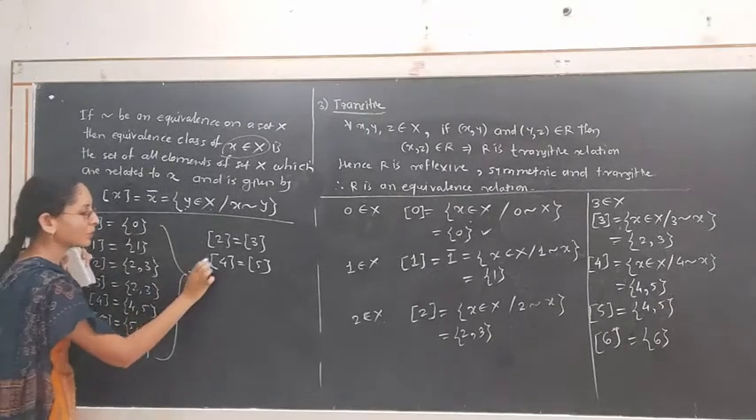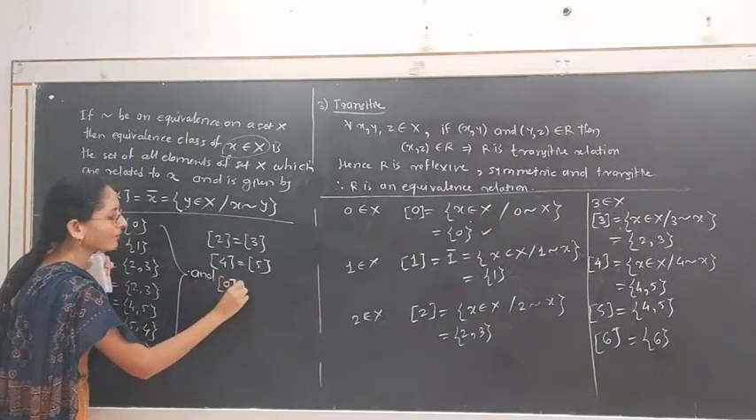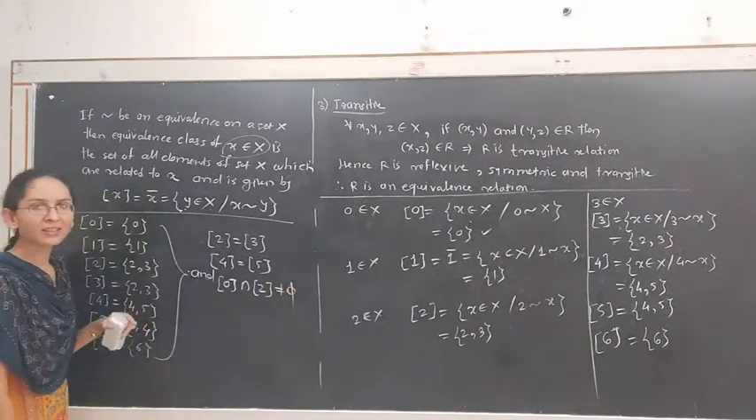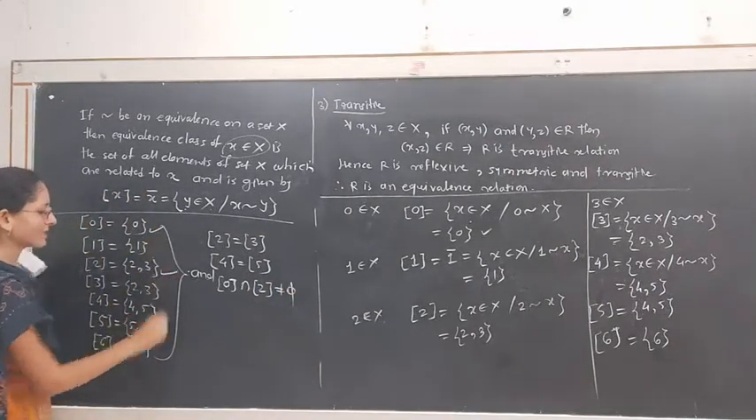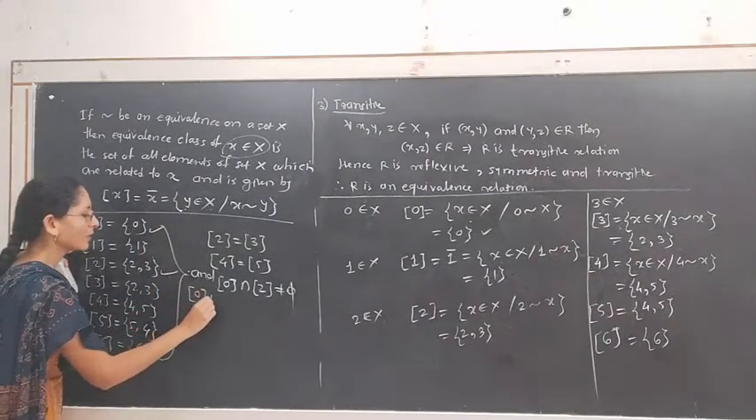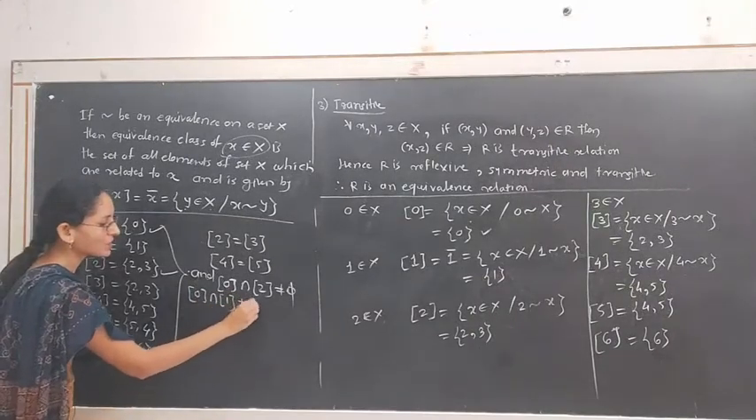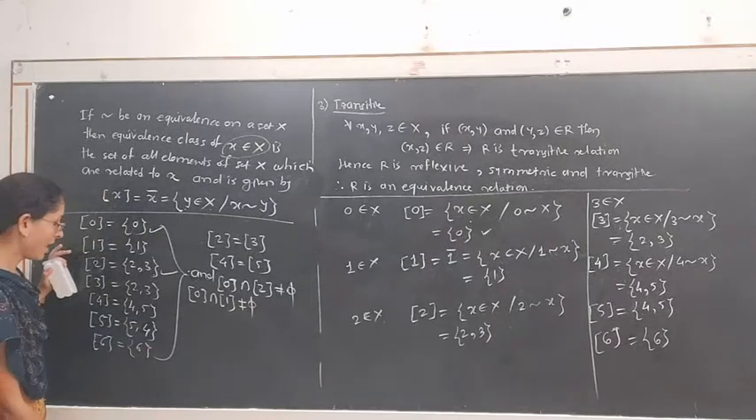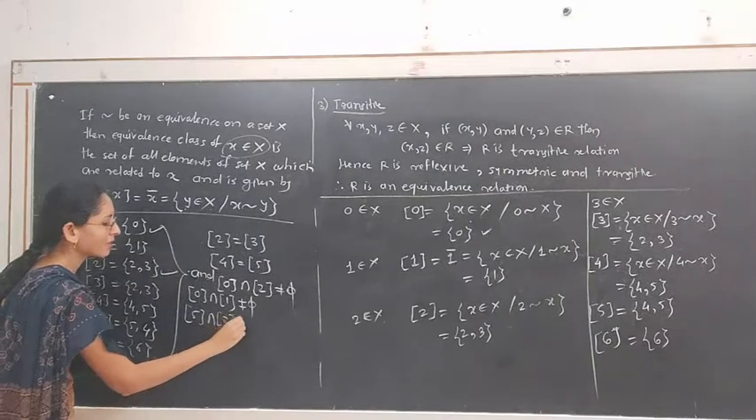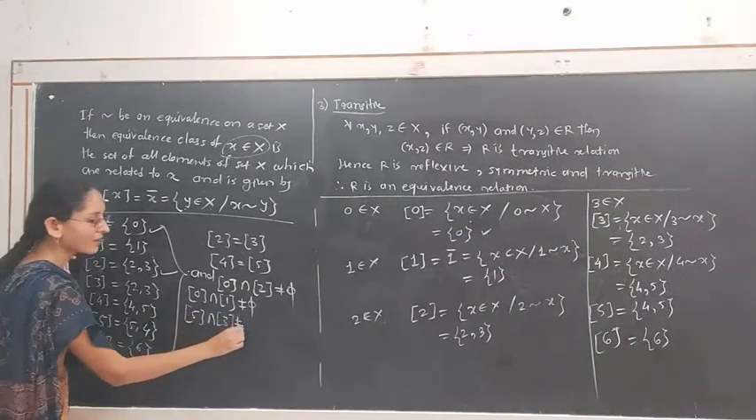While the equivalence class of 0 and equivalence class of 2 have no common elements, means they are disjoint. This set and this set are disjoint. Similarly, the equivalence class of 0 and equivalence class of 1 have no common element. Their intersection is empty, hence they are disjoint. Also, the equivalence class of 5 and equivalence class of 3 are not same. In fact, they have no common elements, hence they are disjoint.